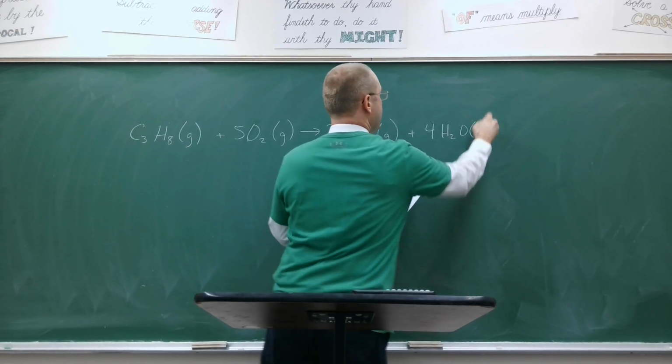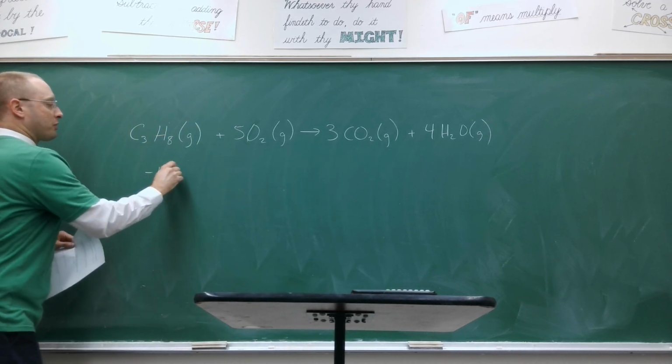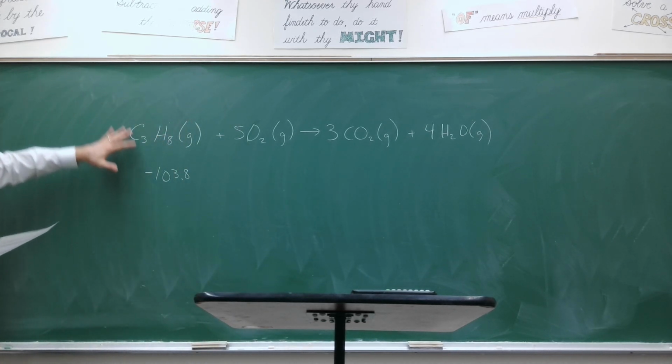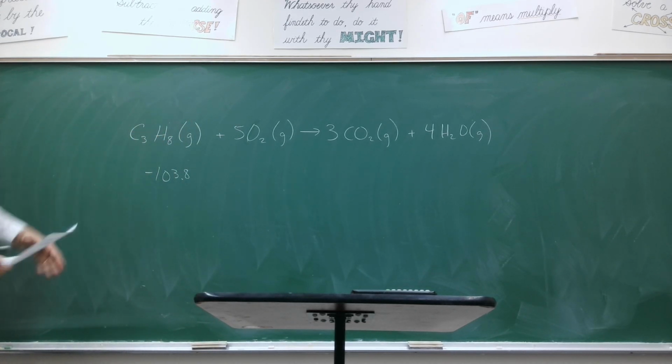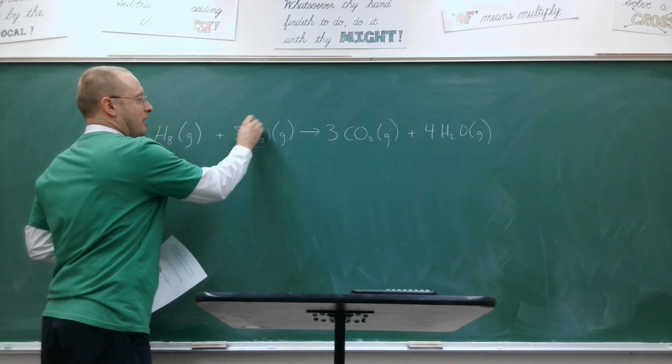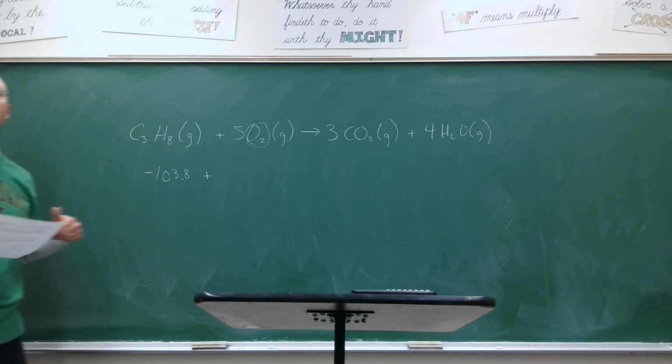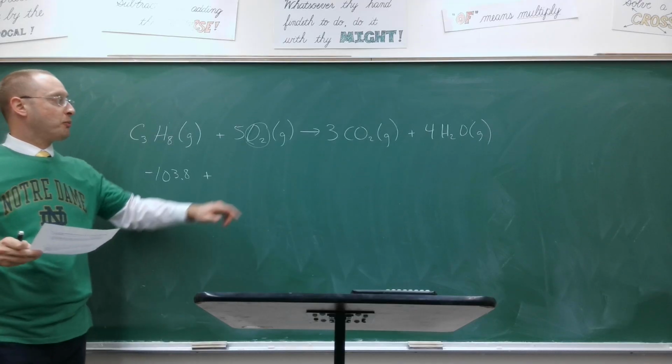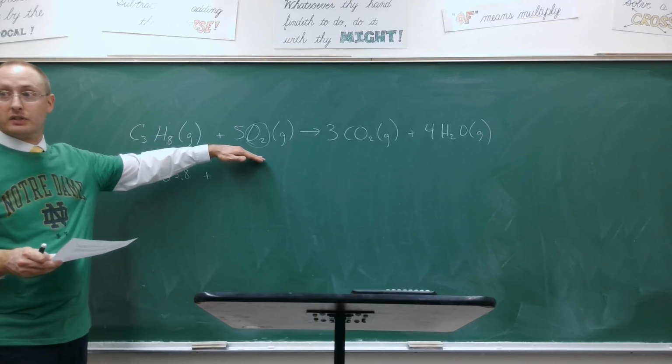All right, so we have negative 103.8. That's the enthalpy of formation for carbon and hydrogen to come together and make propane. Plus, we have oxygen. Well, oxygen's an element. In the standard state, what is the enthalpy of formation for any element, class? Zero.